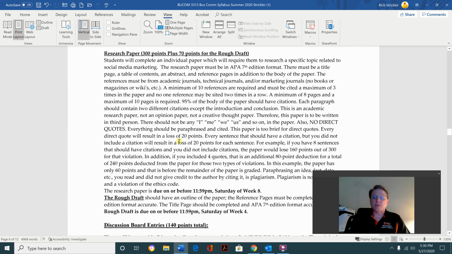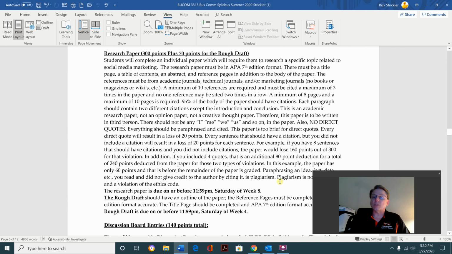Every direct quote will result in a 20-point loss of your score. Okay, so please do not do any quotes. Every sentence that should have a citation, but you did not include a citation, will result in 20 points. For example, if you have 8 sentences that should have citations, and you did not have any citations, the paper will lose 160 points out of 300. Obviously, that's a failing grade.